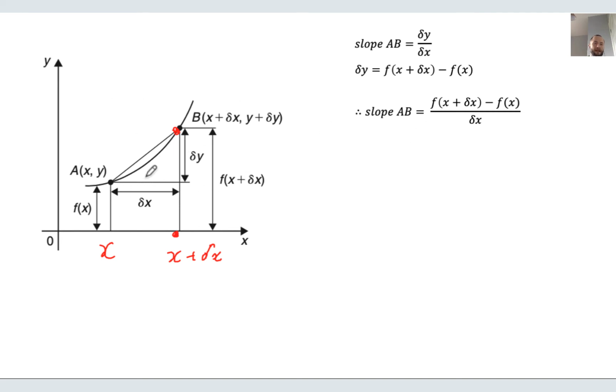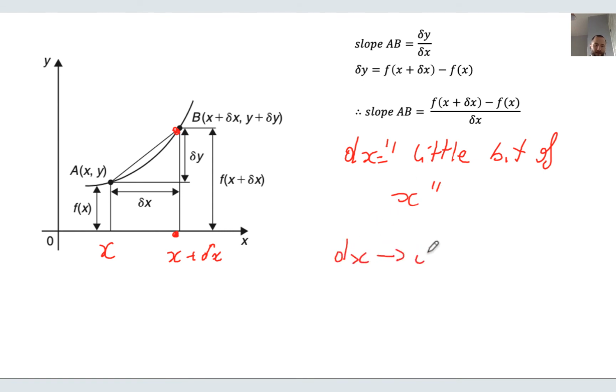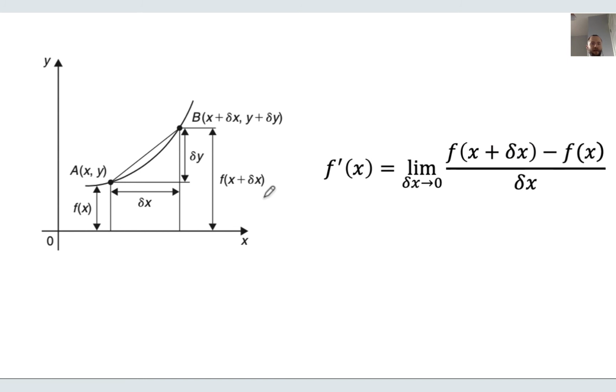And I can tell that the slope AB, the slope of the segment connecting A and B, is simply f of x plus delta x minus f of x, all that over delta x. Okay, but that doesn't really tell me much about the derivative. What I'm going to do then is make this quantity delta x smaller and smaller, and I'm going to give it the name dx, which is going to mean a little bit of x, a very, very small amount of x. And we can say that dx tends to 0.